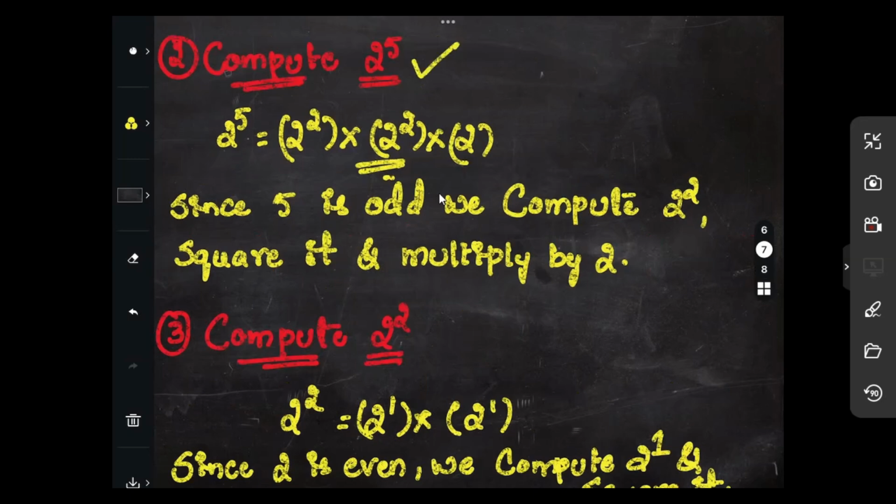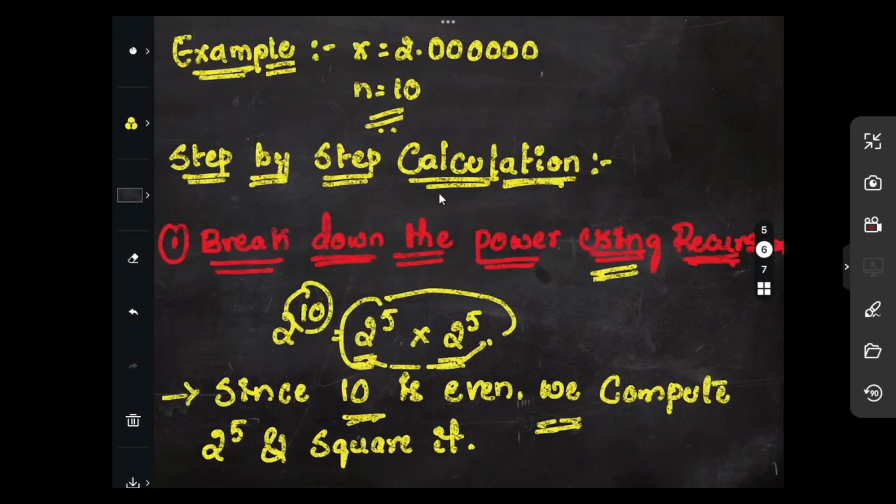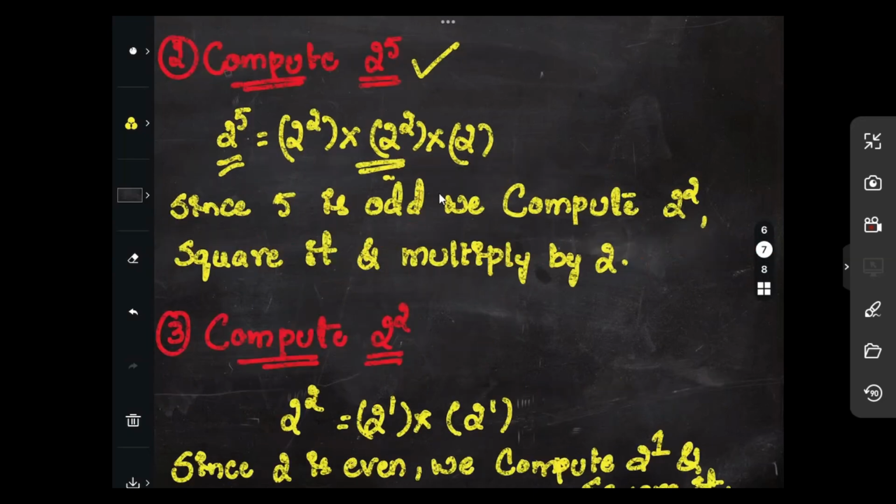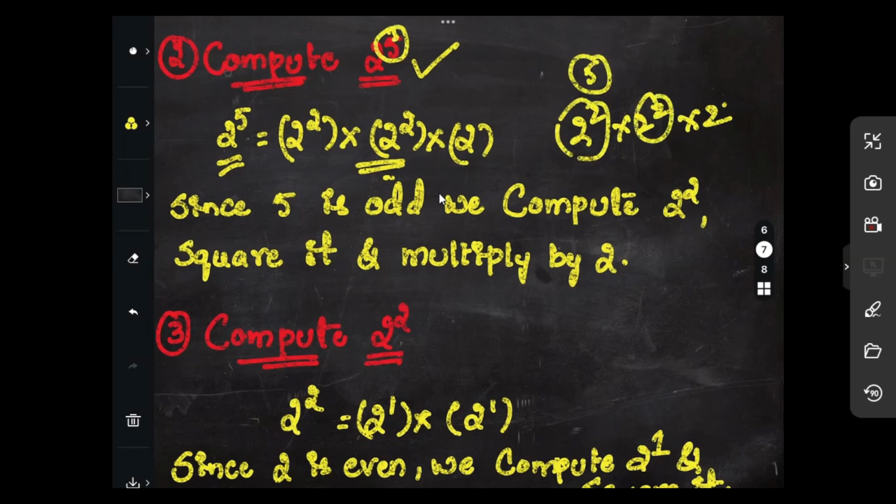Let's come to the second step. We have 2 to the power of 5 into 2 to the power of 5. For computing 2 to the power of 5, we break it down into 2 squared into 2 squared into 2. Since 5 is odd, we compute 2 squared, square it, and multiply by 2 finally.